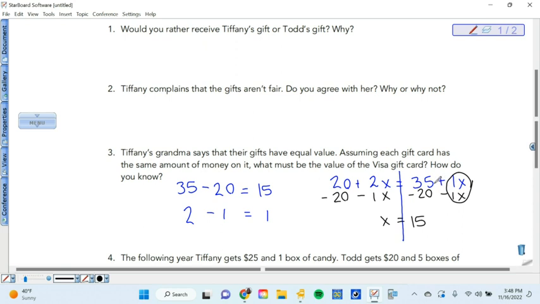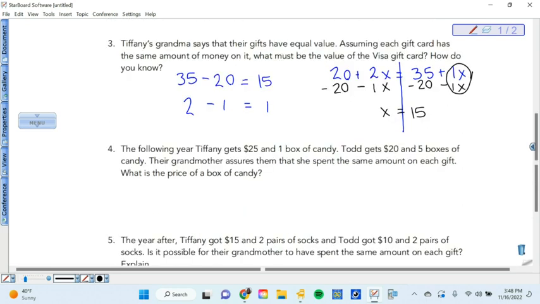But okay, let's look at this next one. Tiffany gets $25 and a box of candy, and Todd gets $20 plus 5 boxes of candy. Again, the grandma says she spent the same amount on both gifts. So what's the price of a box of candy? How'd you get there, Wyatt? So 4 boxes is 25, or it's $5.